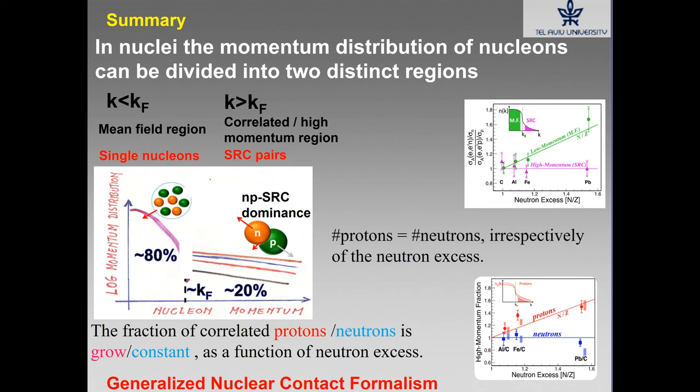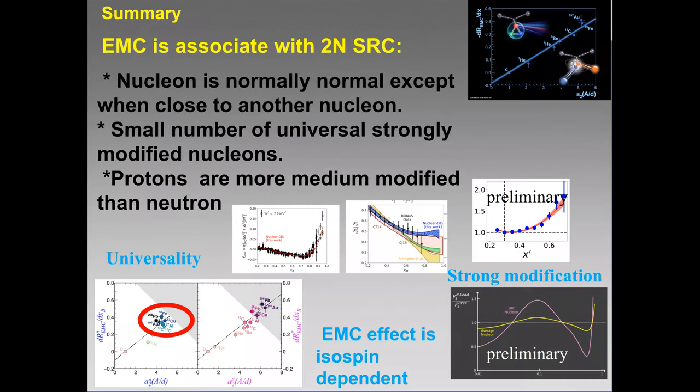Okay, essentially that's what we say. And then if I go to the part of the EMC effect, the parton part of the game, to a large extent these statements are really, of course, too sharp and obviously not absolutely right. But essentially, what we think is that a large fraction of the EMC effect comes from short distance, high density fluctuations in the nucleus. Normally, nucleons are normal in nuclei, except for short periods when they are close to each other, and somehow this close proximity changes their parton distribution.